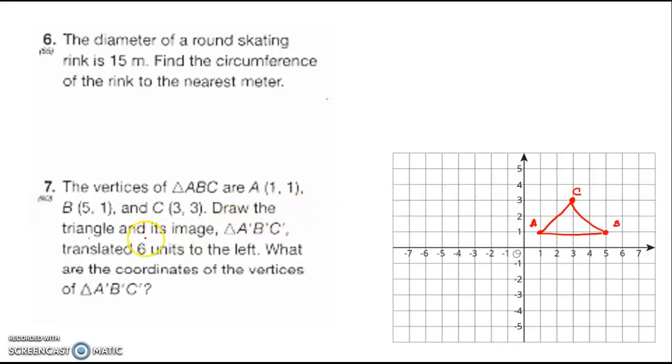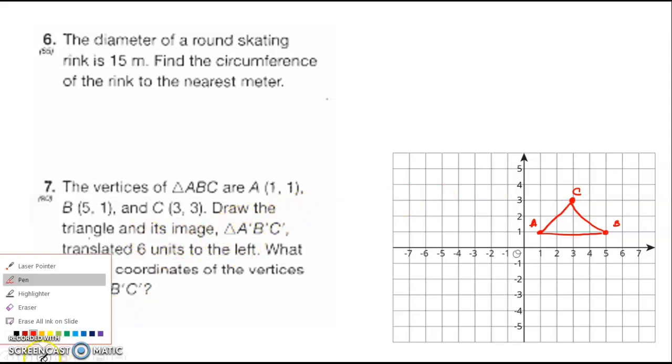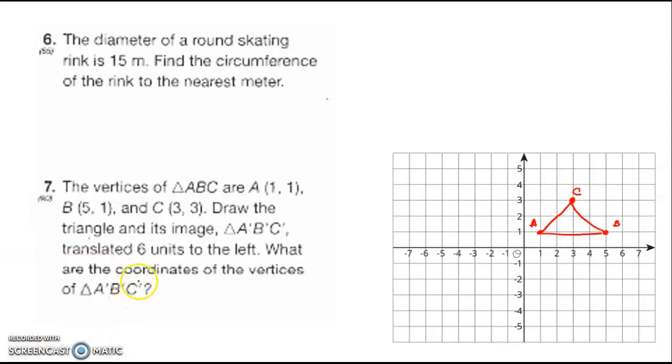Okay. It says draw A prime, B prime, C prime. Let me change colors. Translated 6 units to the left. What are the coordinates? What you're going to be asked for is the coordinates. That's what's going to be graded. So 6 units to the left, so I can go 1, 2, 3, 4, 5, 6. This is going to be A prime. 1, 2, 3, 4, 5, 6, C prime, and 1, 2, 3, 4, 5, 6, B prime.